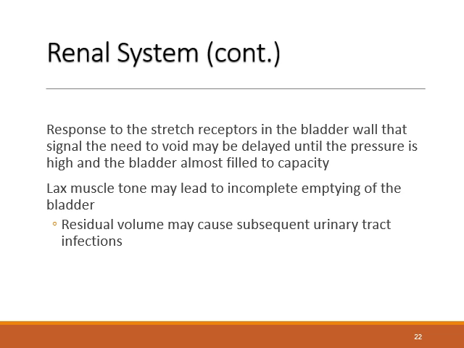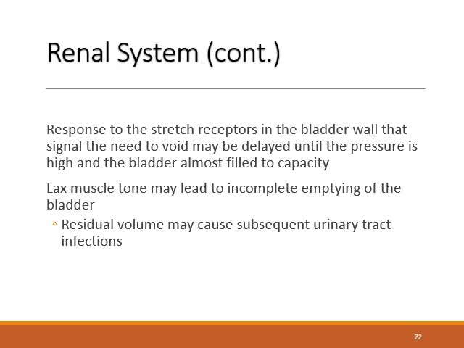So some more on the renal system. Response to stretch receptors in the bladder wall. So now let's move down from the kidneys to our bladder. The stretch receptors that hold the urine in the bladder are decreased, and the signal of the need to void may be delayed until the pressure is high, because you send a signal from the bladder wall to the brain that says, hey, you've got to go to the bathroom. But if that is slowed down, you don't get that message as quickly, and then you don't feel the need to void until it's too late.